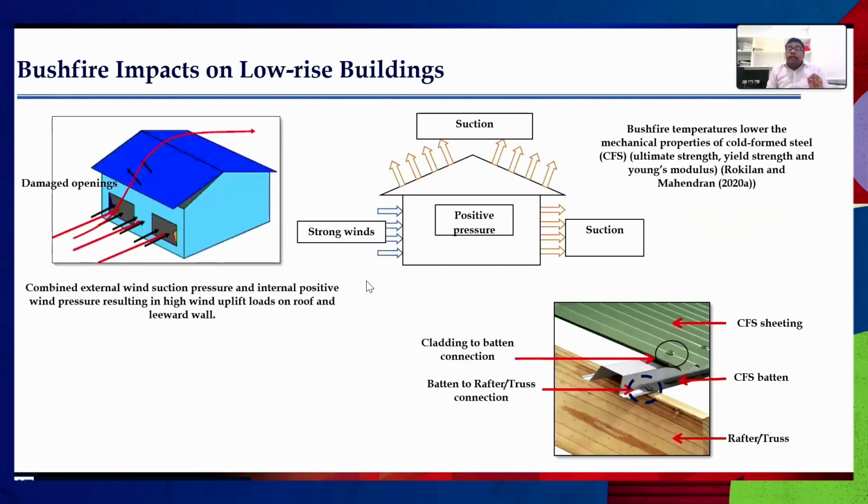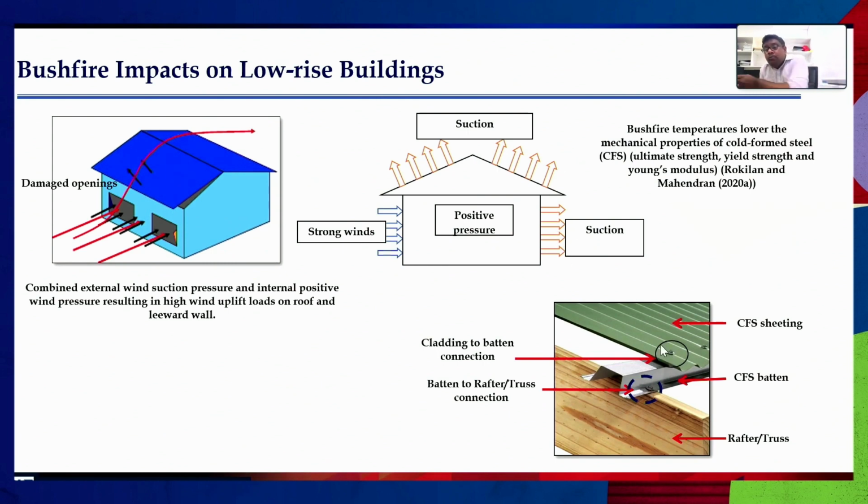Now what will happen? If you have a strong wind on the windward wall, you will have suction on the roof and suction on the leeward side of the house. So that means the roof sheet, and then batten, and then rafters could pull out because of the suction pressure.